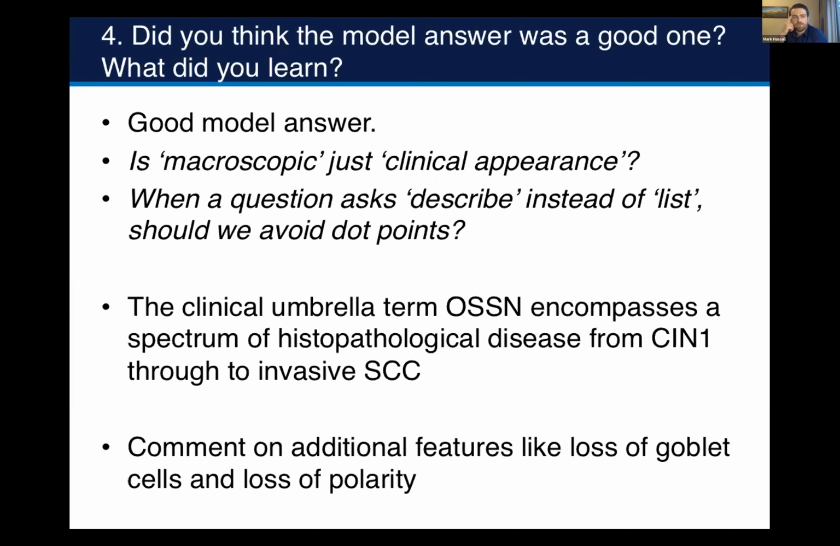I just couldn't remember exactly what we had said macroscopic means in these questions, whether it just means the clinical appearance or whether it also means the macroscopic appearance of the section that they cut out. I don't know if either of you wanted to comment on that now. So the macroscopic appearance that we see when we look at the ellipse of tissue on the cut-up board is the same as you would see looking at the patient.